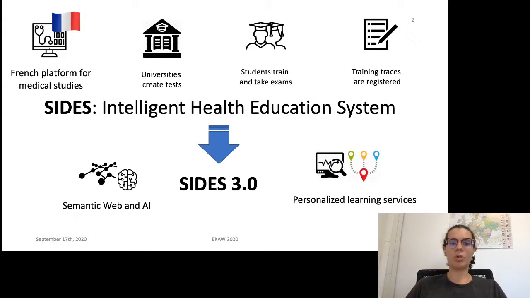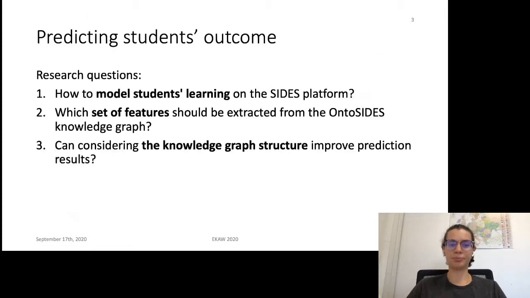The first step towards CIDES 3.0 was the translation of the CIDES database describing all the university students and their learning traces into a knowledge graph version, named OntoSIDES. Starting from OntoSIDES, the final goal of our work is to be able to provide students with customized learning path, meaning that we want to suggest to them the best possible sequence of learning resources to improve their learning process.